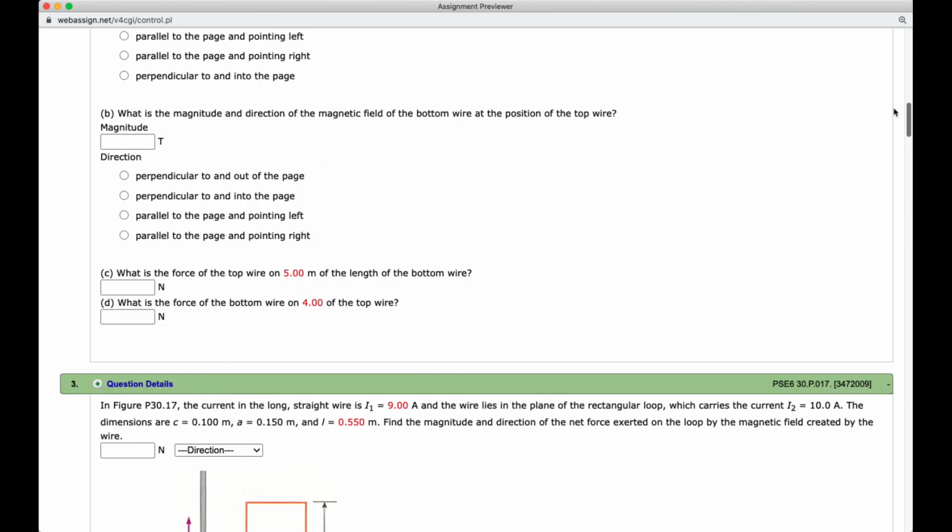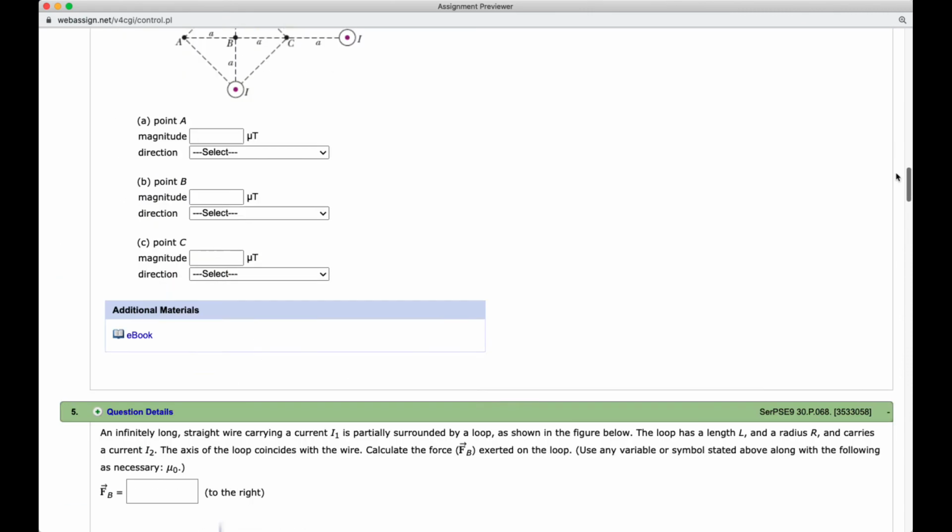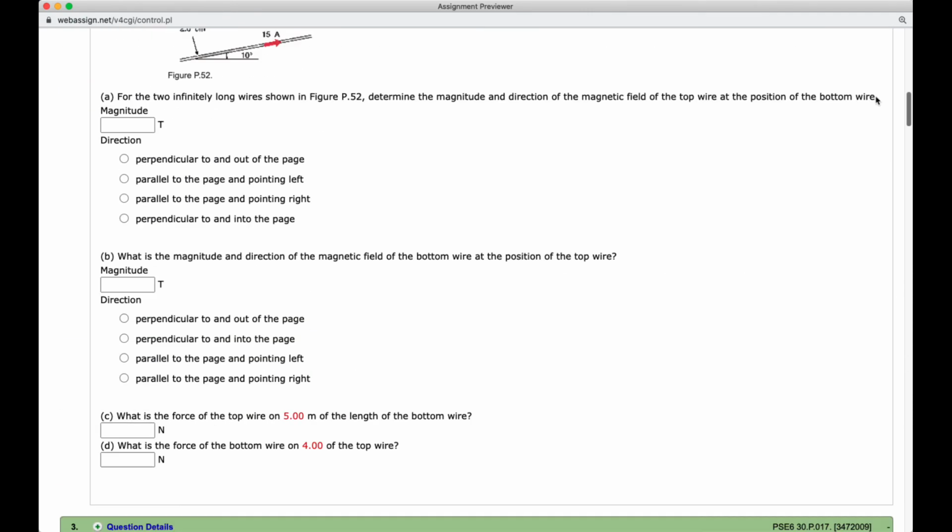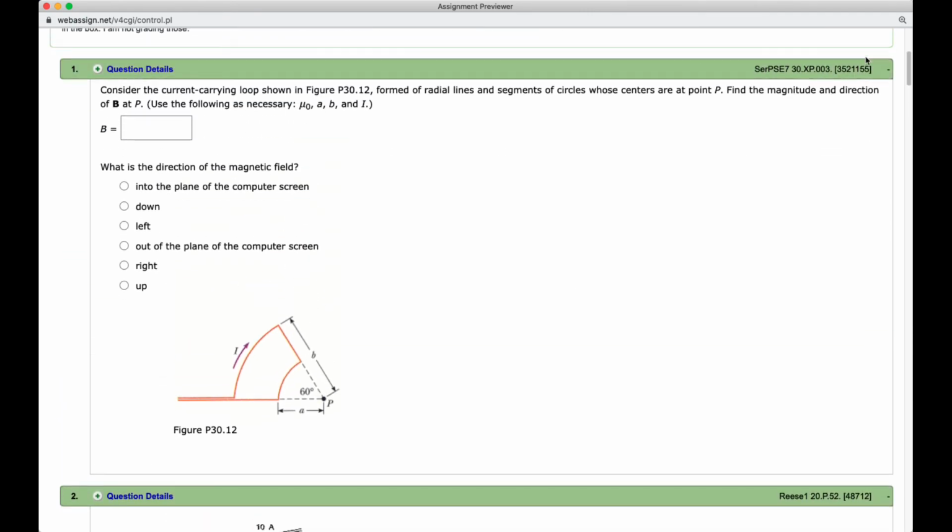And this one I did in class. The rest of them are pretty straightforward. There's nothing hard. Although what I would do if I were you when you do this problem, number 1, you really need to just start from scratch, apply the Biot-Savart law and do it.